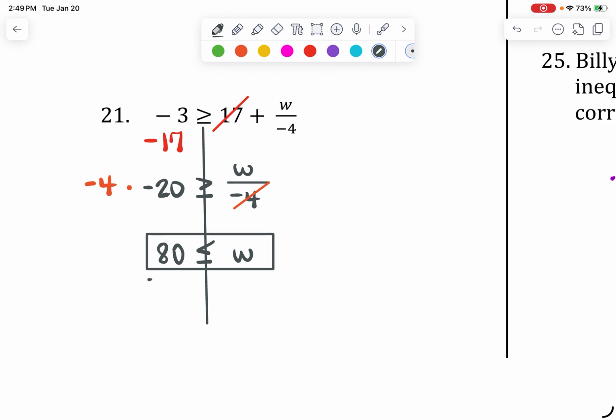Please notice, I said this in class the other day, if your W is on the right, he should stay on the right the entire time. Please don't just magically move him to the other side for no reason, because that changes your inequality value. Okay, so just be super careful. All right, I'm going to put a little reminder here that we're going to flip the inequality symbol, because we ended up multiplying by that negative 4. That's why we did that.